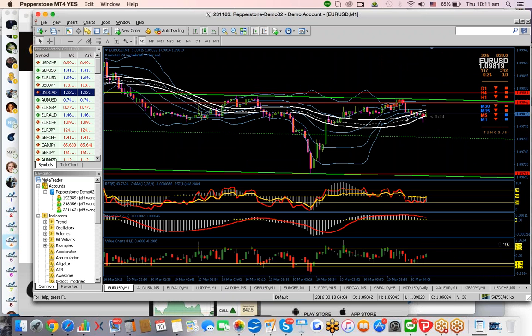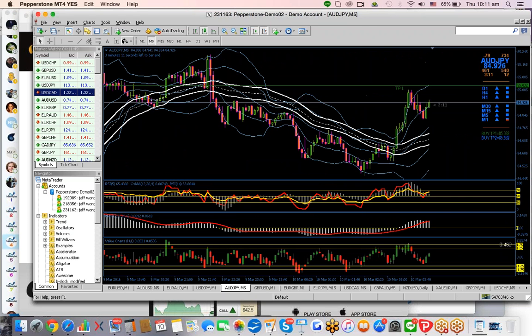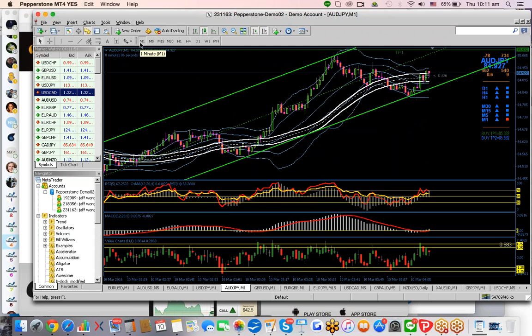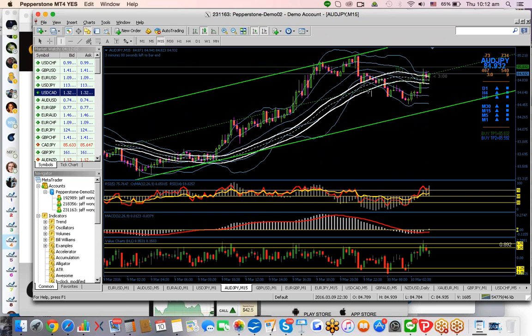Oh, this worked out. In the meantime, it looks kind of quiet on the other stuff. We may have one here. This is the Aussie JPY. Daily high though.